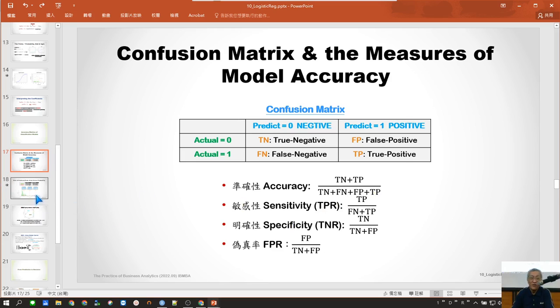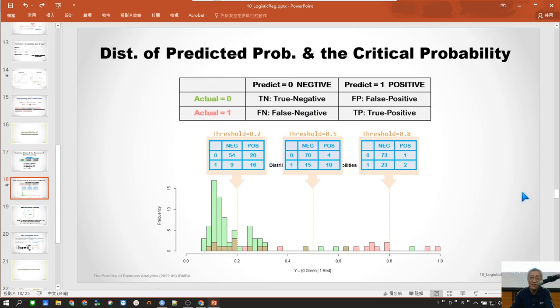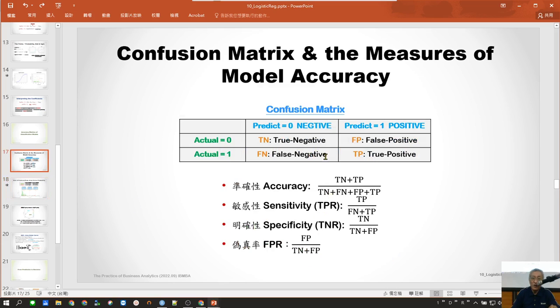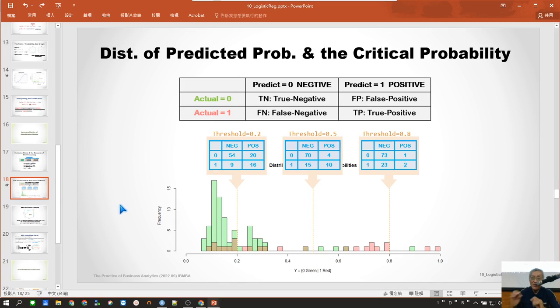You cut off, then you have the probability matrix, then you can calculate these terms. Now back to the question that we just got to. Traditionally, we will set this ratio at 0.5 to do this measurement. But in a real business environment, the ratio might not be 0.5.